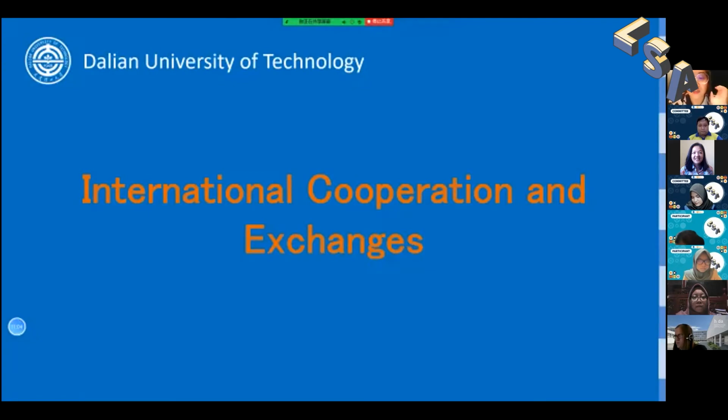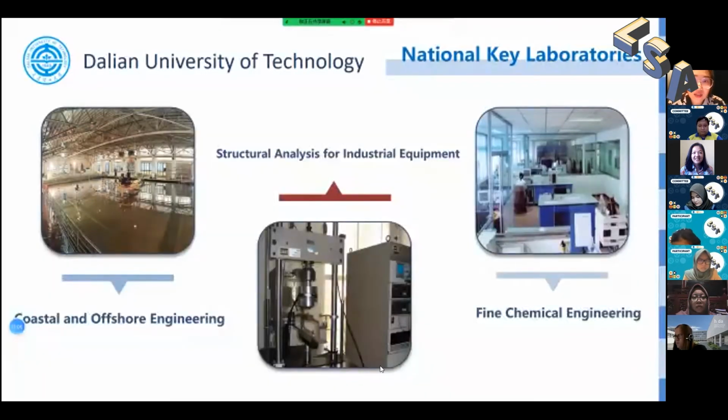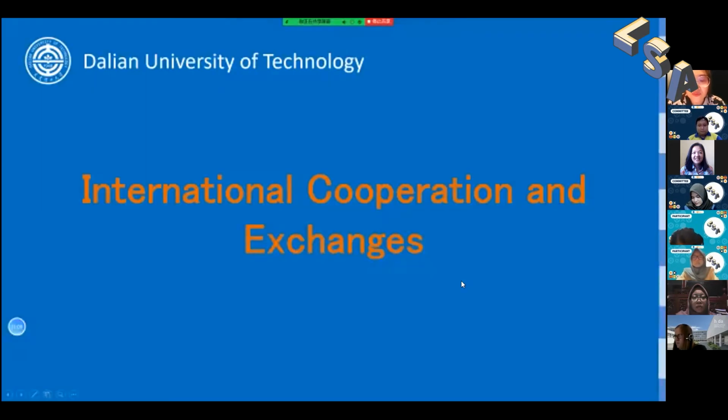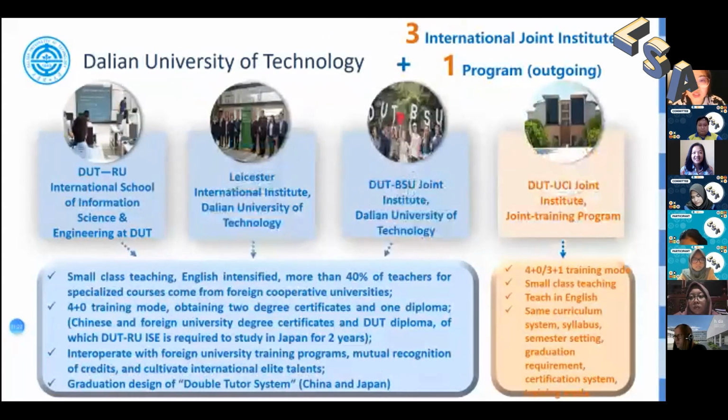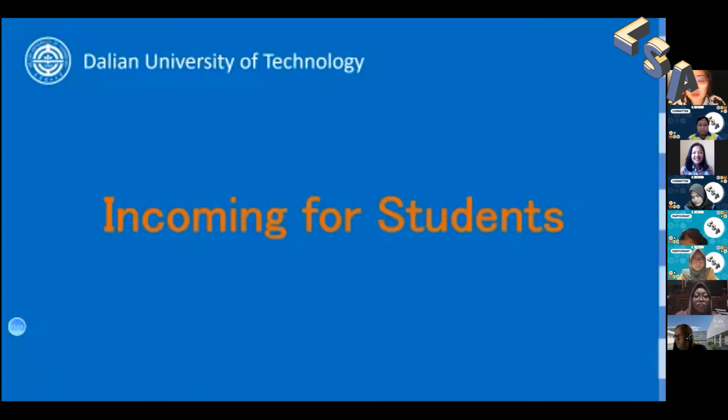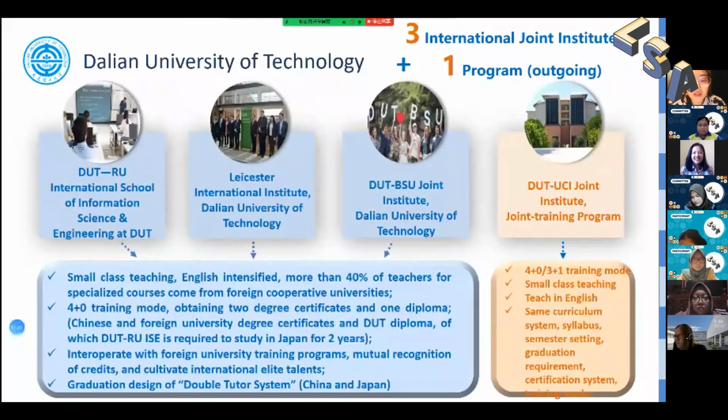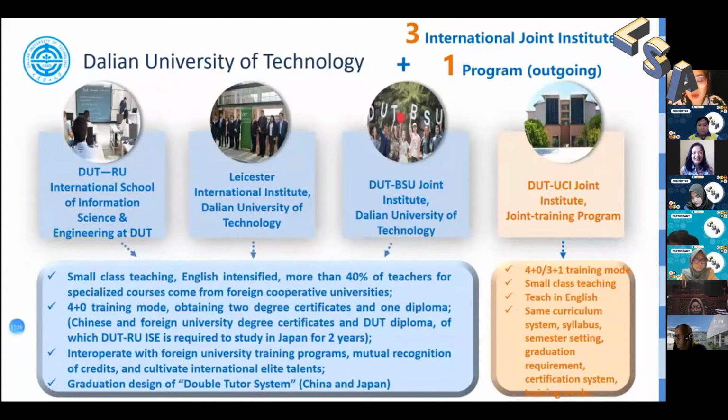Next is the international cooperation and exchanges. So now we have 266 international partner universities and institutions around the world. We also have 3 international joint institutes. We separately collaborate with Rusmakan University in Japan, Leicester University in UK, and Belarusian State University in Belarus. Also, we have 1 joint training program. We collaborate with University of California, Irvine.